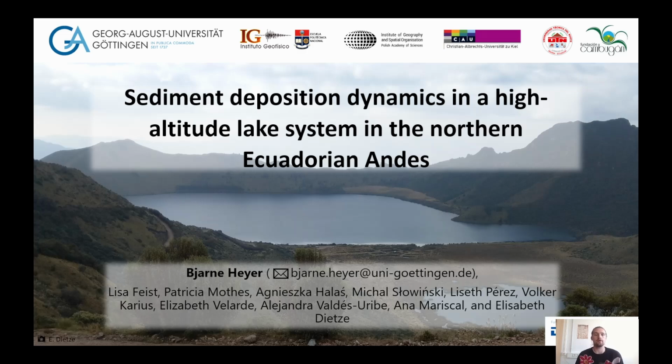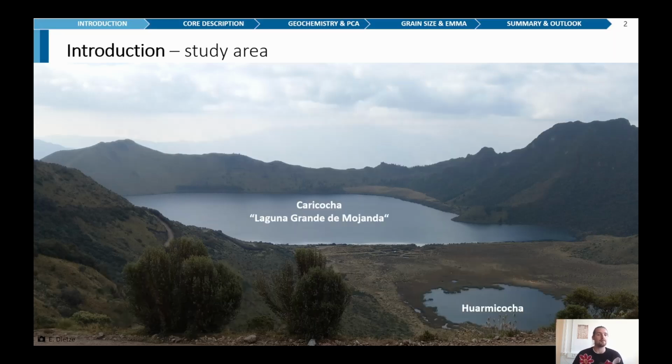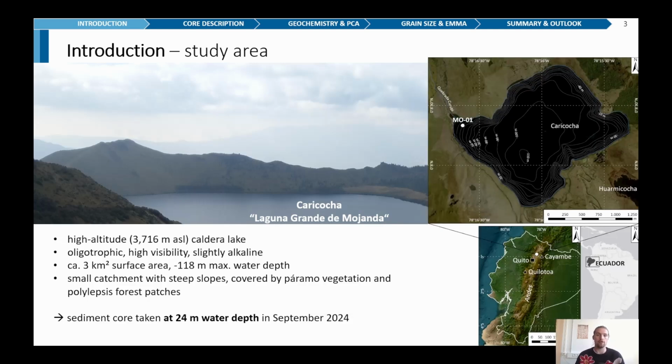I'm a master's student at Göttingen University and I'm going to talk about sediment deposition dynamics in a high altitude lake system in the northern Ecuadorian Andes. And here you can see a picture of my study area, the Laguna Coricocha, a caldera lake, which is situated around about 35 kilometers north of Ecuador's capital city, Quito, in the tropical Andes.